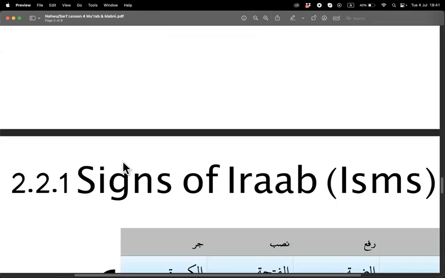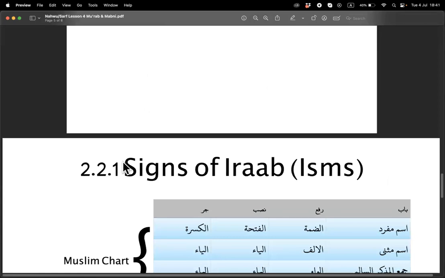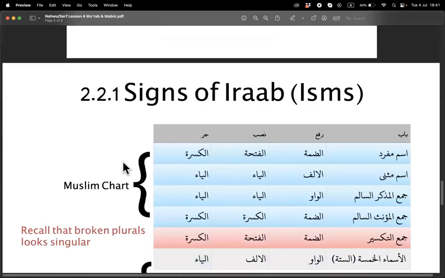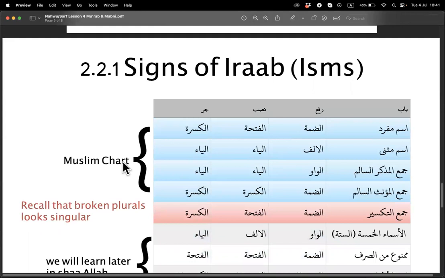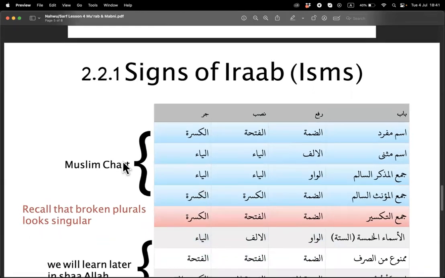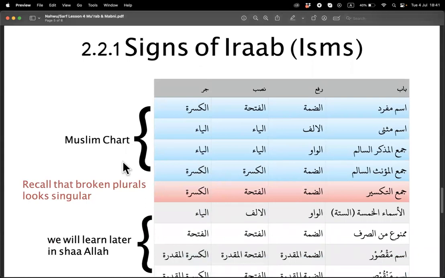No questions. Okay. Move on a bit more. Now I'm going to teach you Irab, which I'm sure you have already forgotten. Do you still remember what Irab is? No. Okay. Irab here in this chart just means the rafa, nasab, or jar. That is Irab status basically.